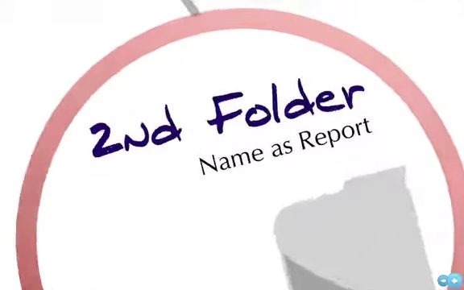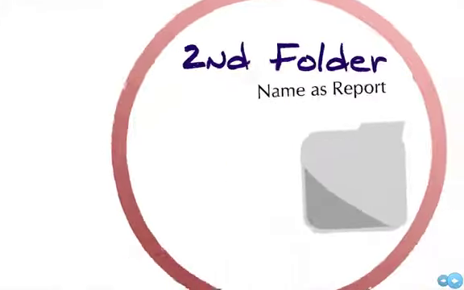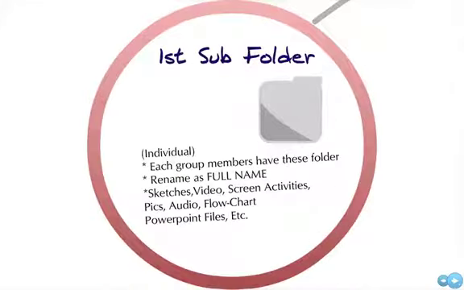Okay, the second folder, you just rename as report. But under the second folder, you have to create subfolders, which is one subfolder for individual. If you have 4 group members, then you have four individual folders. So each group member has an individual file. Each group member has this folder renamed as your full name. For example, if one of your group members' name is Ahmad bin Jamud, then the folder should be named Ahmad bin Jamud.